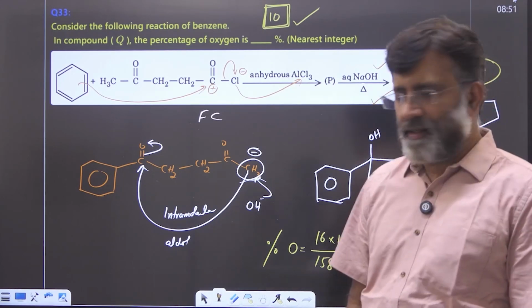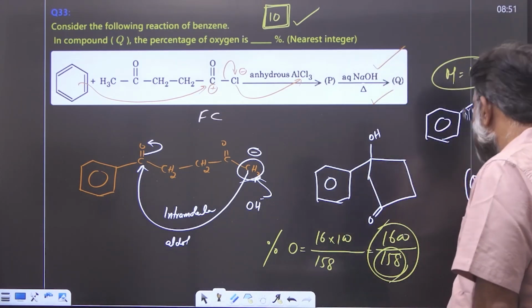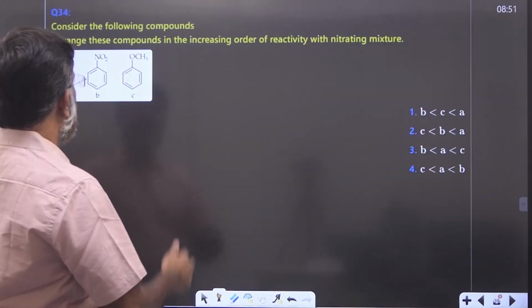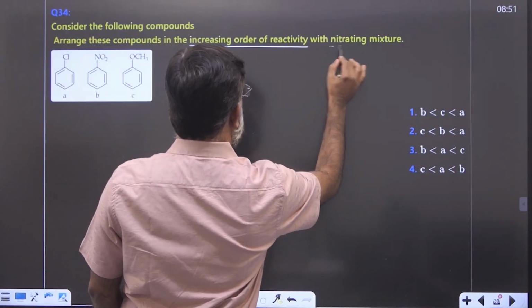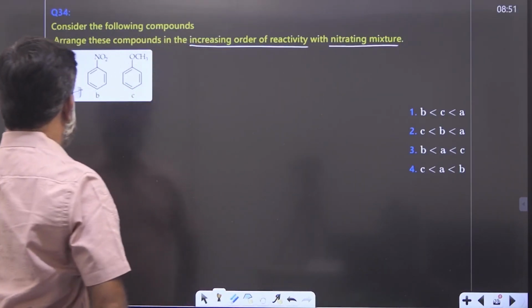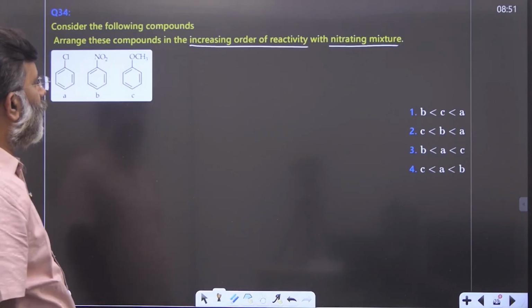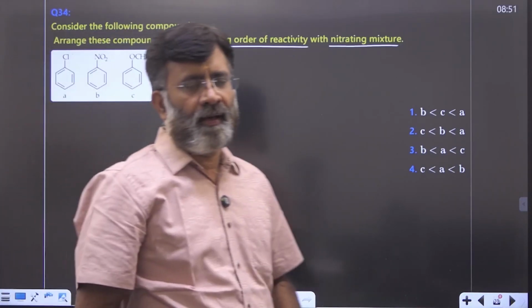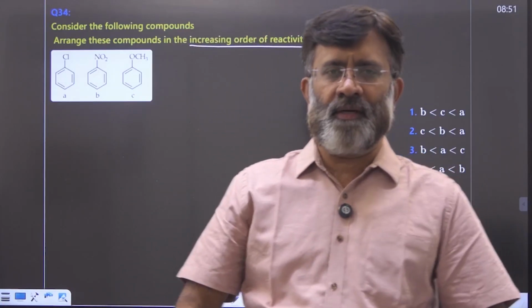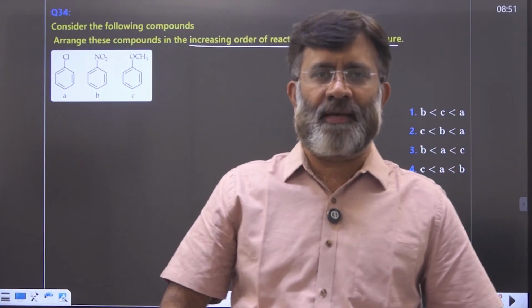Next question. Question number 34. Arrange in the increasing order of reactivity with the nitration mixture. Increasing order of reactivity with the nitration mixture. That means increasing order for the electrophilic substitution reaction, right?